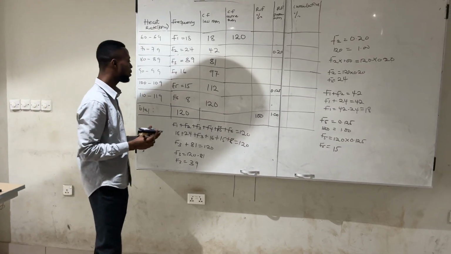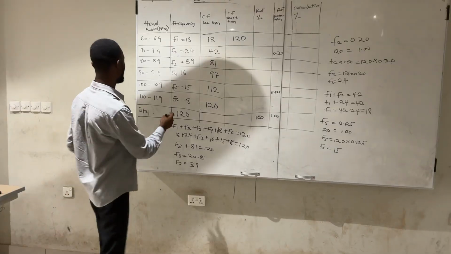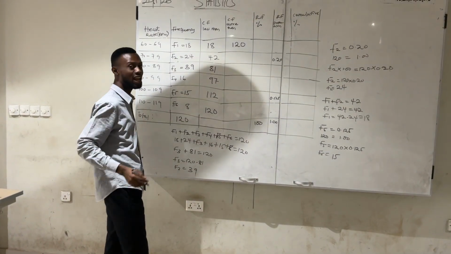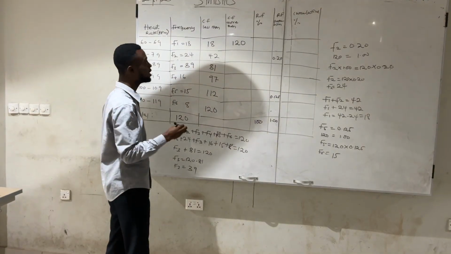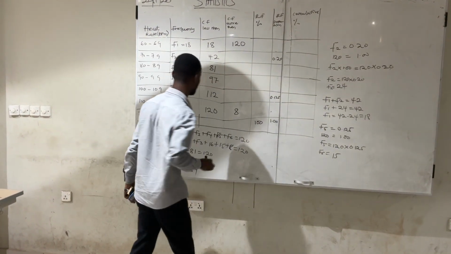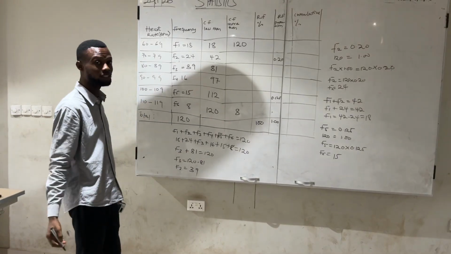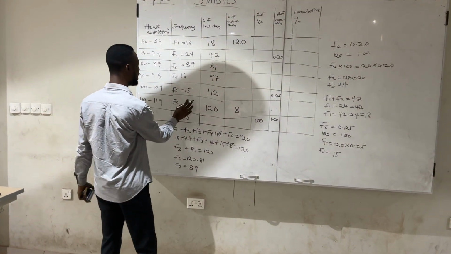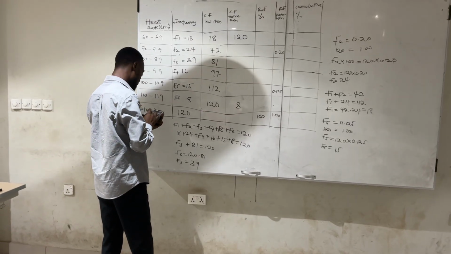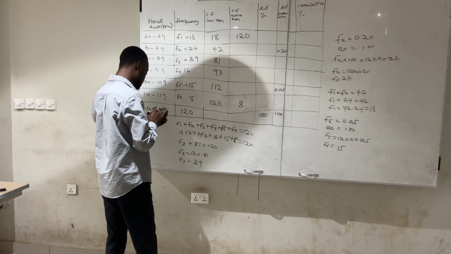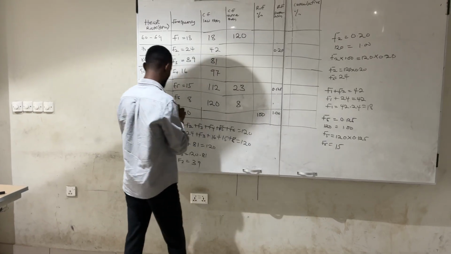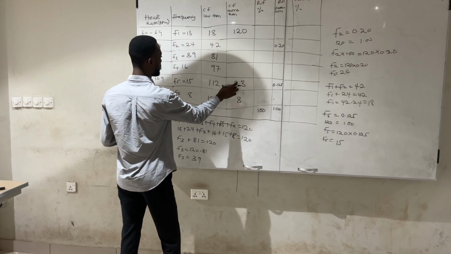Another principle is that the last frequency is also the same as the last frequency for cumulative frequency more than. Therefore here too will be 8. Then let's use the horizontal method. Since when we add 8 to 15, it should give us this. 8 plus 15 will give us 23. So here is 23.